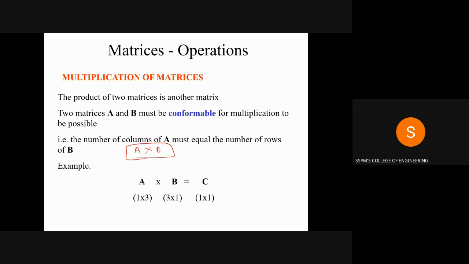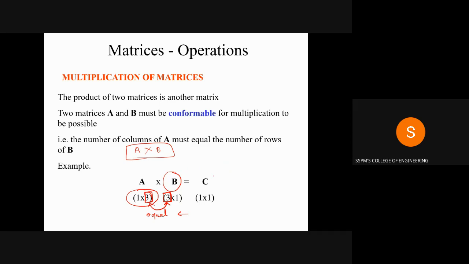See here. If matrix A is of order 1 cross 3, then B should be... the matrices can be multiplied only when the number of columns of the first matrix is equal to the number of rows of the second matrix. These two numbers should be equal. That is the only time we can multiply two matrices.